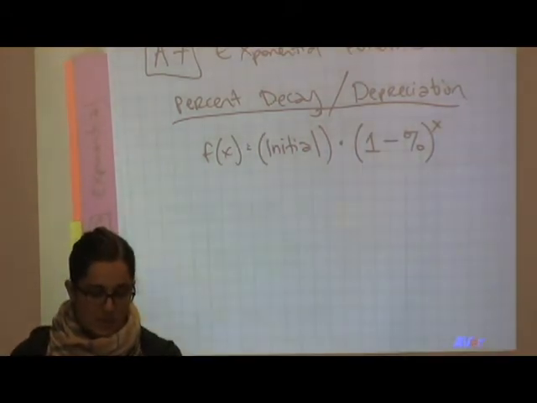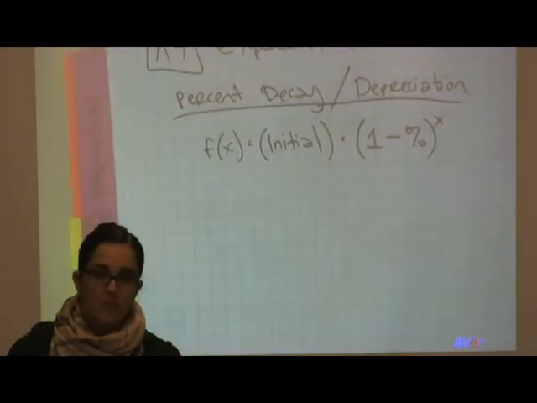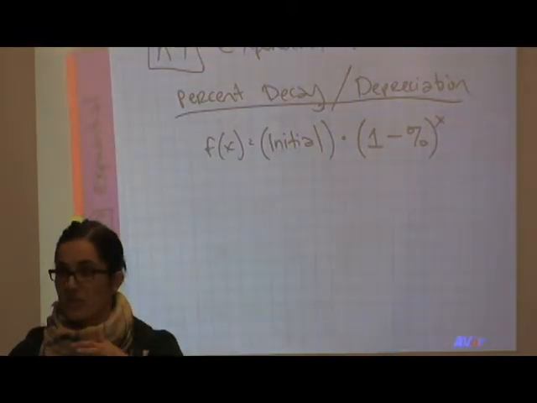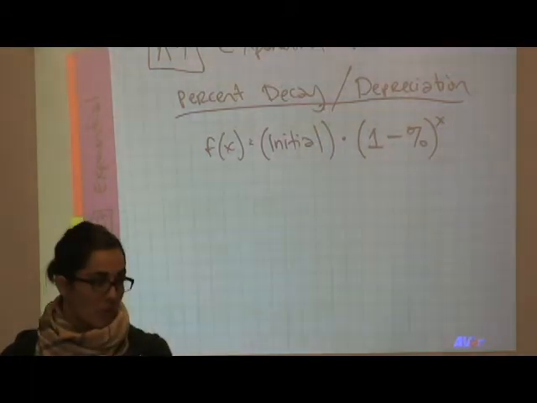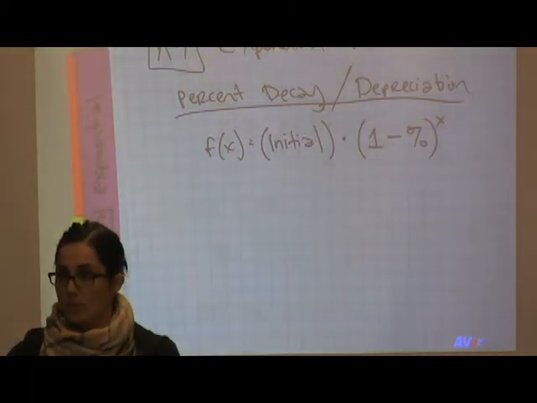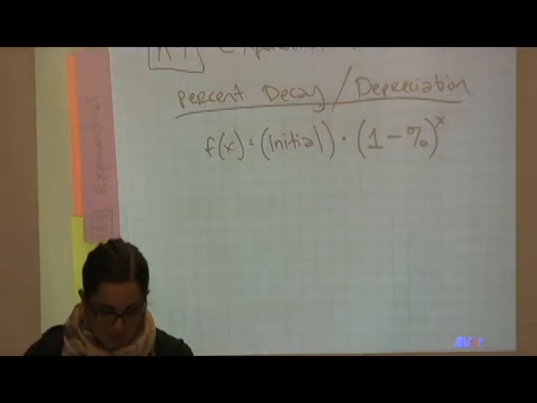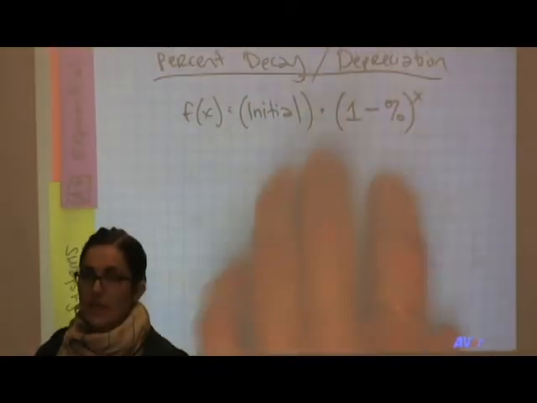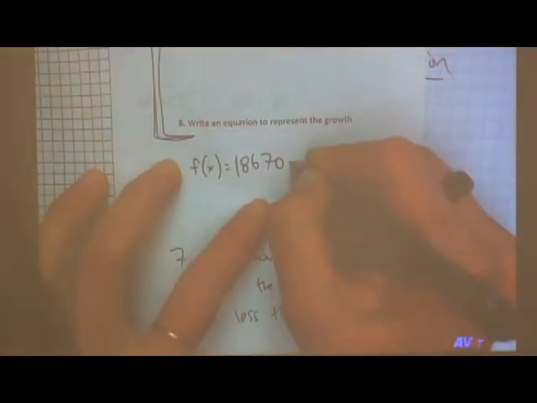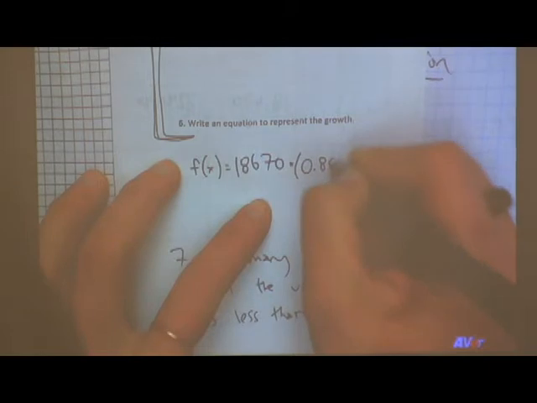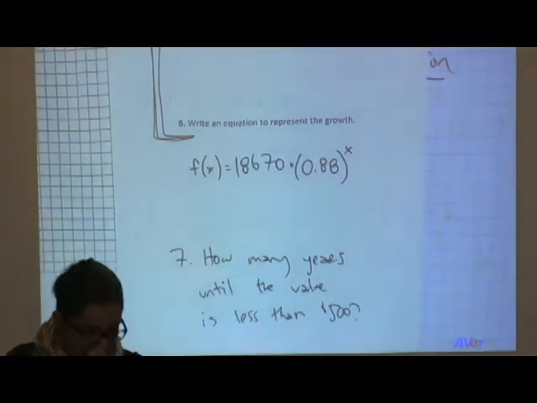So those of you who did fill out the chart, you were finding the percentage and then subtracting it from the whole each time. Finding the percentage, subtracting from the whole. So I can use that to help me write an equation. My equation would be: I started at 18,670, and I was multiplying by 0.88 to the power of x.